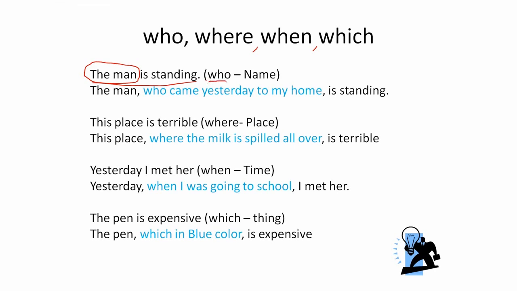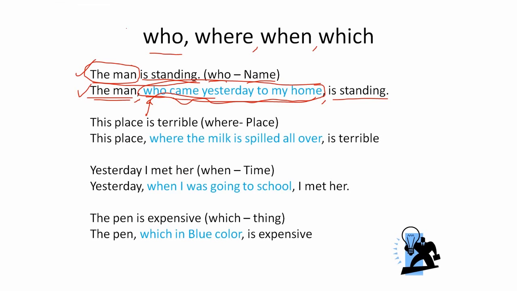So I'll try to use who for a name, and look what I'm trying to do. The man, I use a comma, and then I start using who. Then I add something here, and then I end it with a comma, and then it continues from is standing. That means if I did not write this segment, the sentence is still complete, right? The man is standing is a complete sentence. Here it is still the man is standing, but right after the man, since man is a name or a person, I'm trying to use who and add some details. So who adds detail to a person.